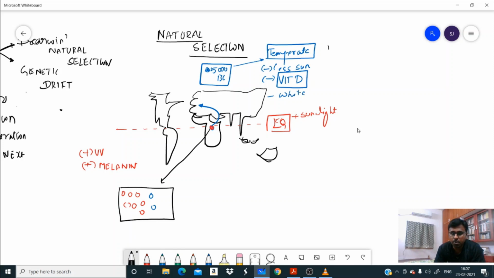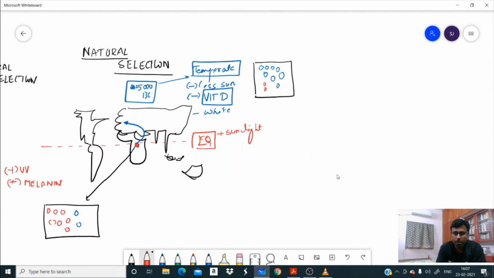So in this population you will have more genes for white color and fewer genes for black color. Why? Because in this area nature selects. So this is what is called Darwin's natural selection. Nature selects people with a particular trait who are able to survive better in the conditions given.